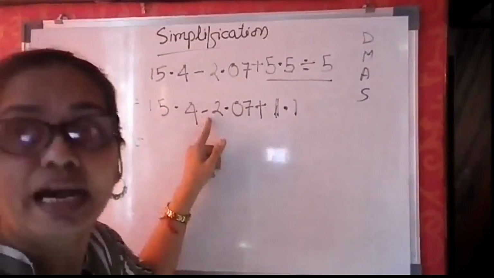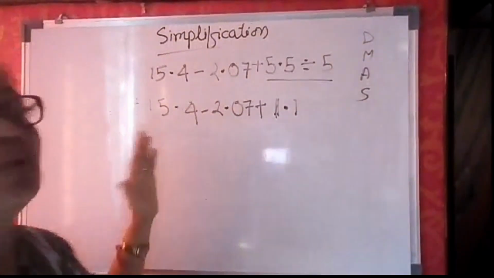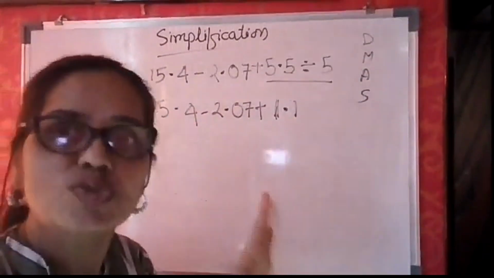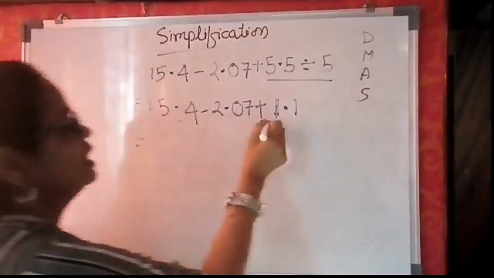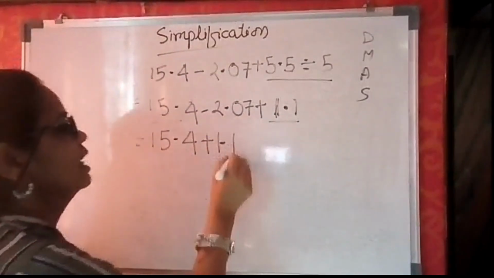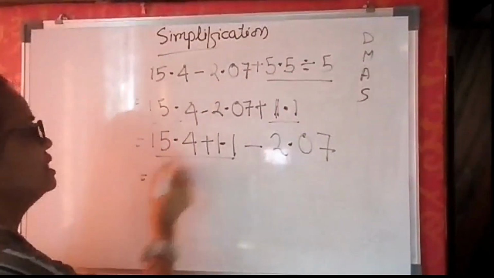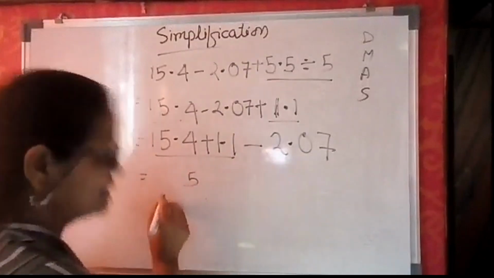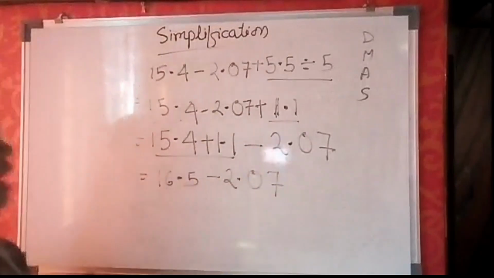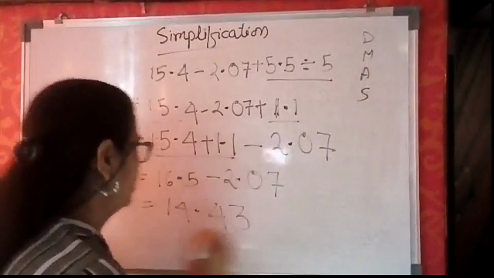And I cannot do the addition of one negative number and one positive number. I can only add two positive numbers together or two negative numbers together. So this is a positive number, this is a positive number. So I will add these two positive numbers and then I will subtract this from this. So now when I am adding this, my answer will be 16.5 minus 2.07. Now if I do the subtraction, my answer is 14.43.